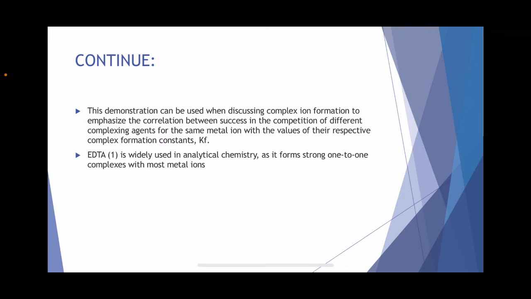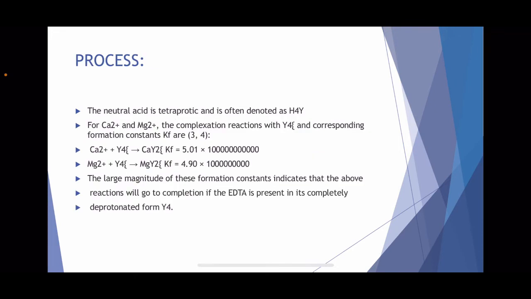EDTA is widely used in analytical chemistry as it forms strong one-to-one complexes with most metal ions. The neutral acid is ethylenediaminetetraacetic acid and is often denoted as H4Y. For calcium and magnesium ions, the complexation reactions with Y4- and corresponding formation constants are given below. Calcium ion reacts with Y4- to form a complex. The Kf value when it binds with calcium is 5 multiplied by 10 to the power 10, and when it binds with magnesium, the Kf value is 4.90 multiplied by 10 to the power 8.